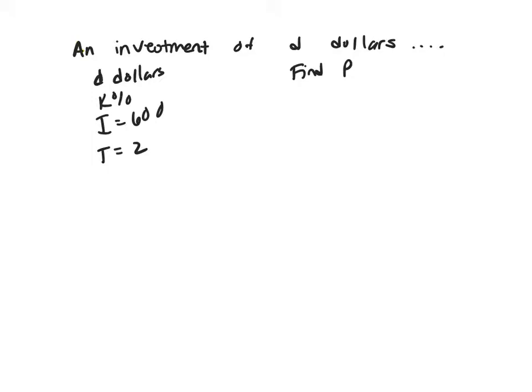What dollar amount invested at the same rate will yield interest of 2,400 over a 3-year period? Time equals 3. So let's use the information on the left. It's simple interest. That's I equals PRT.